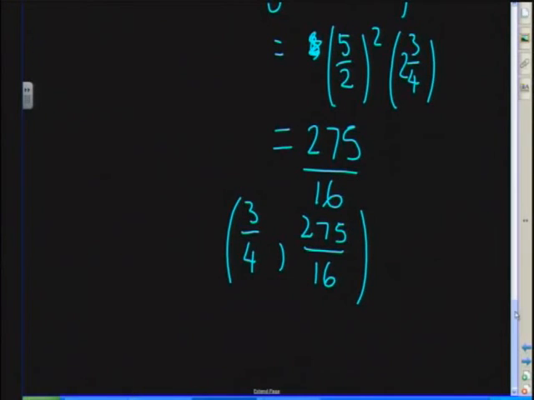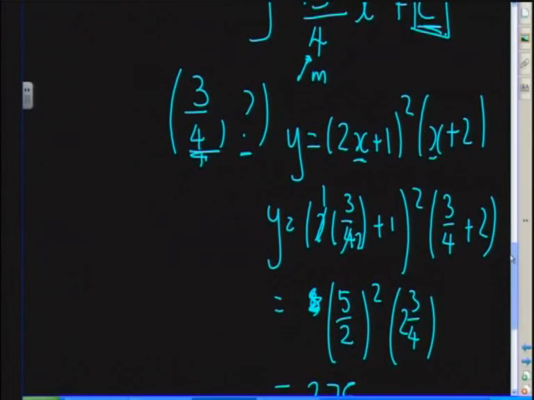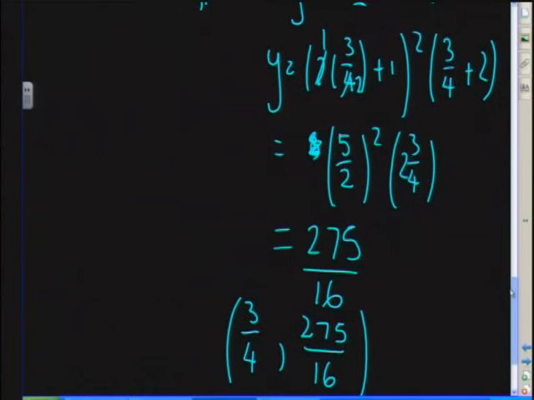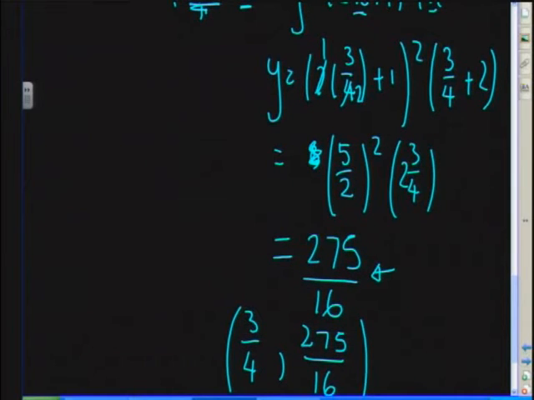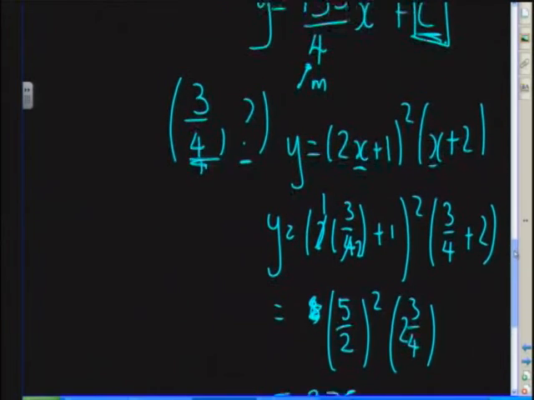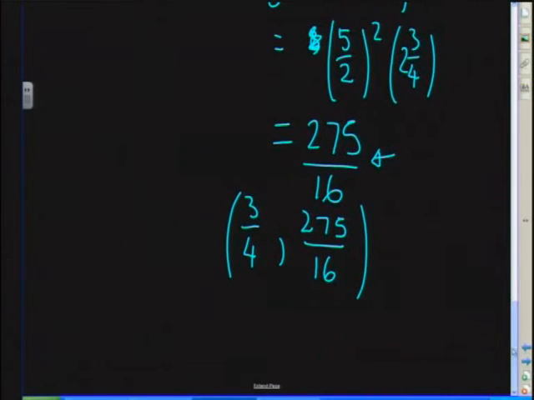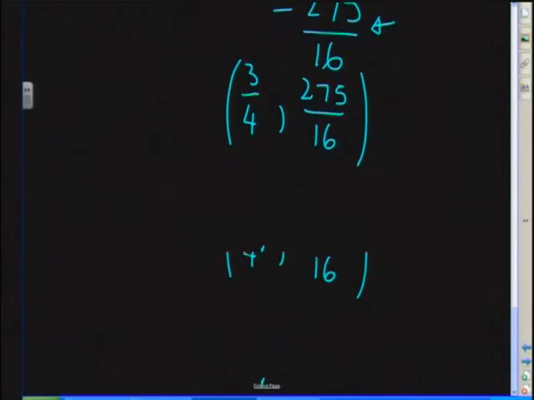Okay, so what did I do? I used the 3 over 4, put it back into the equation of the cubic graph. That helped me to find the y coordinate. Now that I've got the y coordinate and the x coordinate, and remember before we saw that the gradient was 135 over 4, I can find the y-intercept by substituting everything back. So it now looks like this.